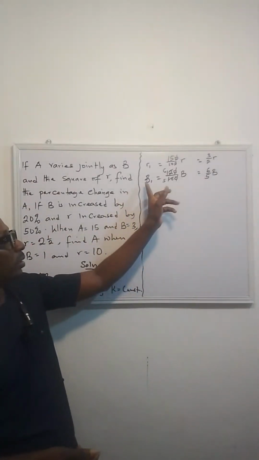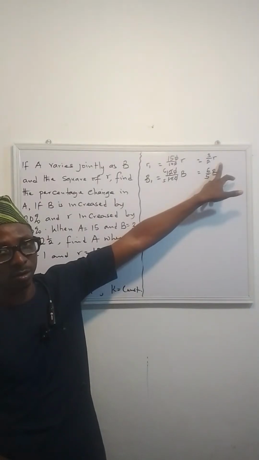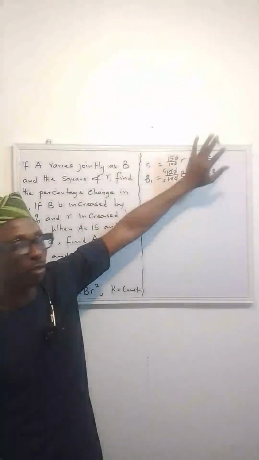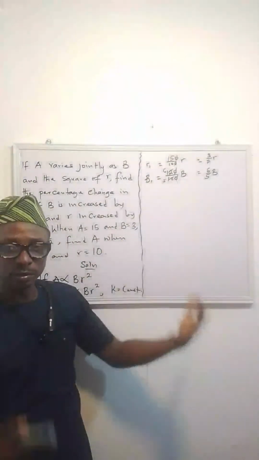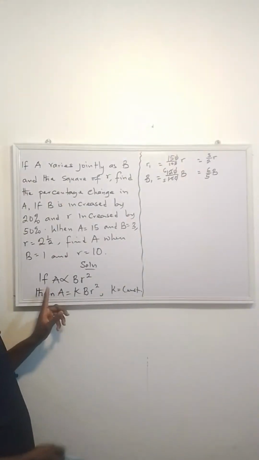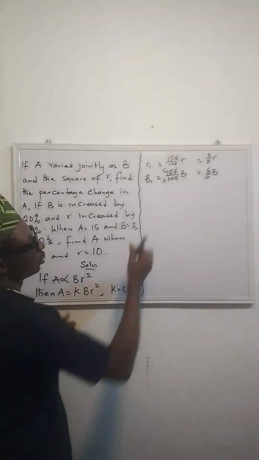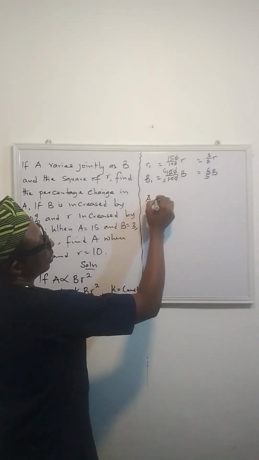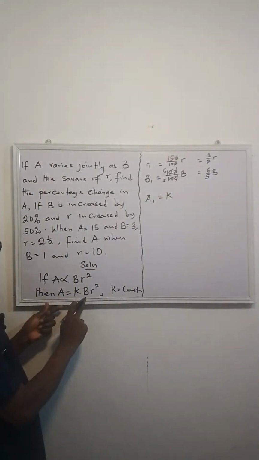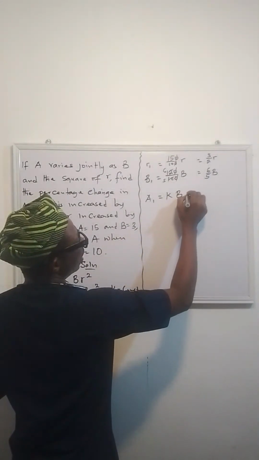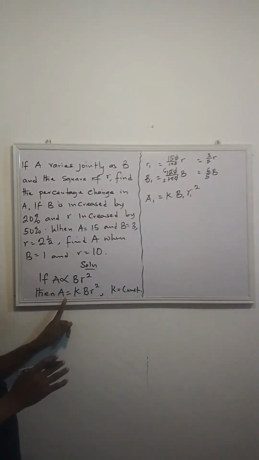So the new B is this, the new R is this. Now what we want to do is to incorporate this new R and this new B into the new equation. This is the initial equation. Now let us write the new equation: A1 equals K B1 R1 raised to the power of 2. Can you connect that with this?